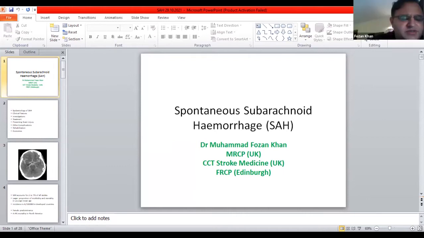So this is the typical CT scan of an extensive subarachnoid hemorrhage. So subarachnoid hemorrhage is uncommon. It accounts for about 2 to 7% of all strokes. But importantly, the majority of patients with subarachnoid hemorrhage are from the younger population. So it means more morbidity and more mortality in younger mean age.